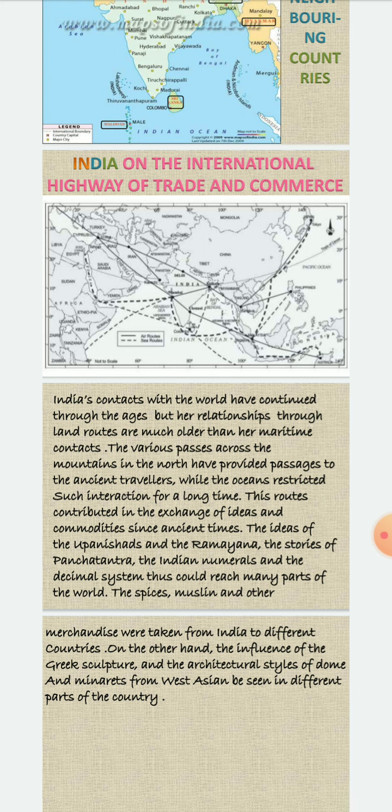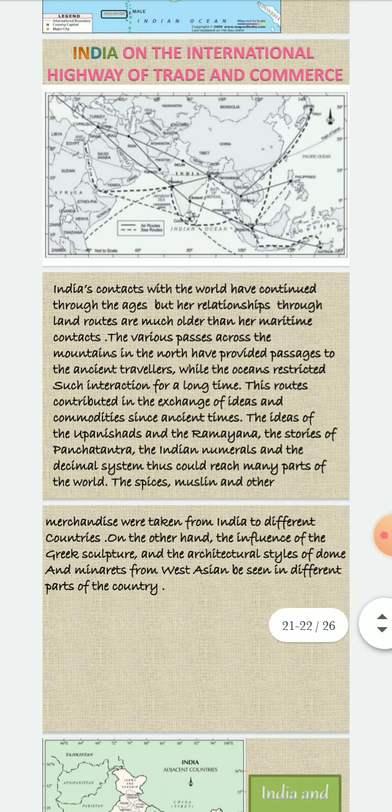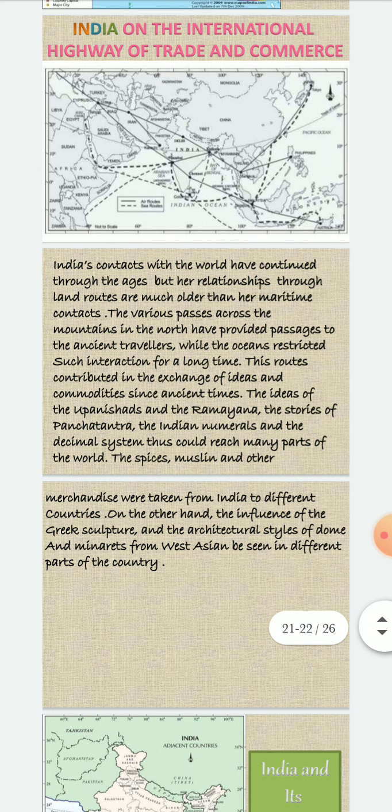The ideas of the Upanishads and the Ramayana, the stories of Panchatantra, the Indian numerals and the decimal system thus could reach many parts of the world. The spices, the muslin and other merchandise were taken from India to different countries. On the other hand, the influence of Greek sculpture and the architectural styles of dome and minarets from West Asia can be seen in different parts of the country.